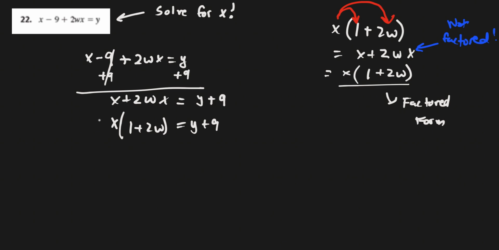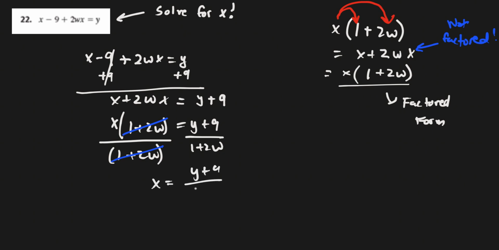Why do we do this? Well, now we have only an x on one side, and we can get rid of all of these other non-x terms by simply dividing by this 1 plus 2w. And all of this is gone, and x just equals y plus 9 over 1 plus 2w. And that is our solution.